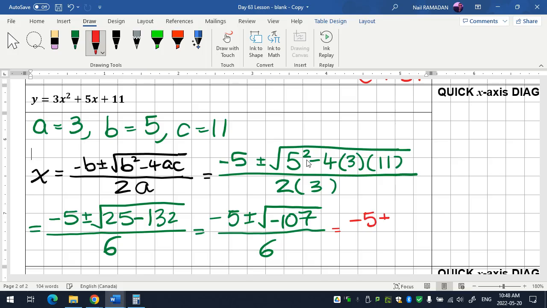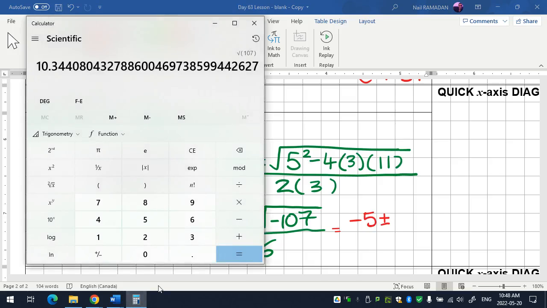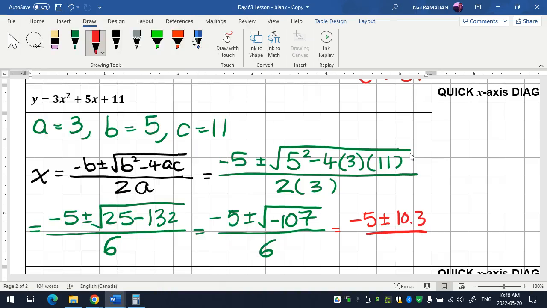Minus 5 plus minus. They took the square root, but of the positive version of the number, which they shouldn't have done. They go 10.3 or whatever. And then they get how many answers? 2, because there is a plus 1 and a minus 1. While what you should do, everyone, immediately, once you get to here, is say no x-intercepts. Done. Right there. Stop.